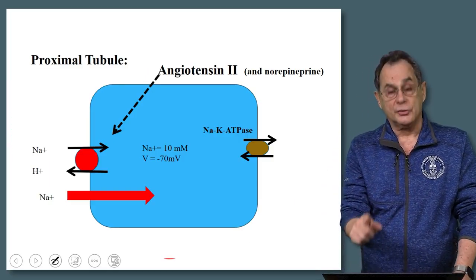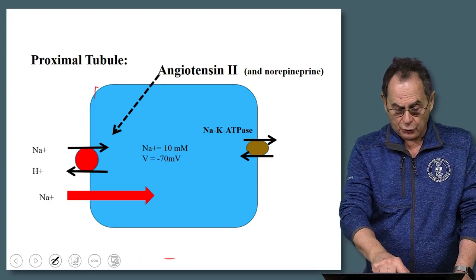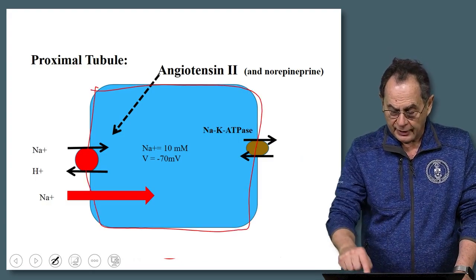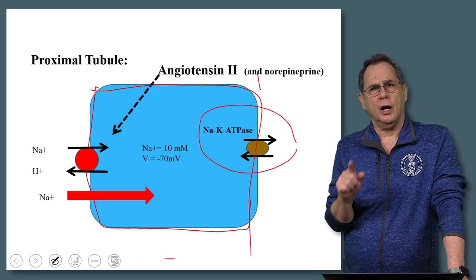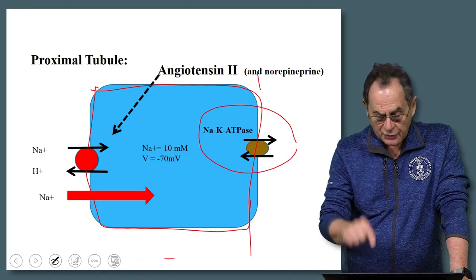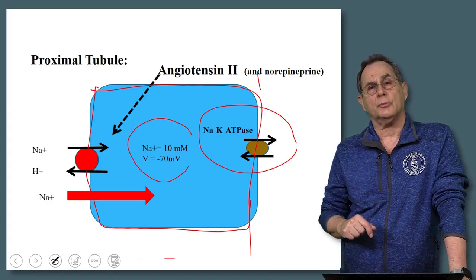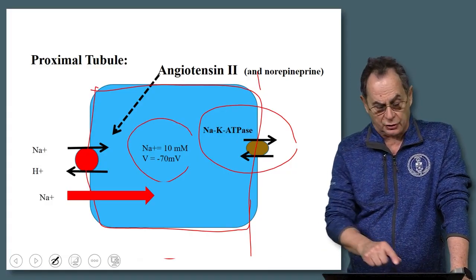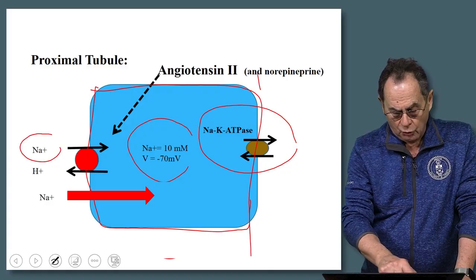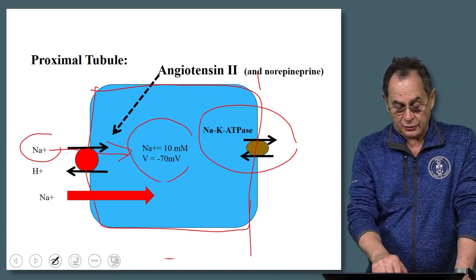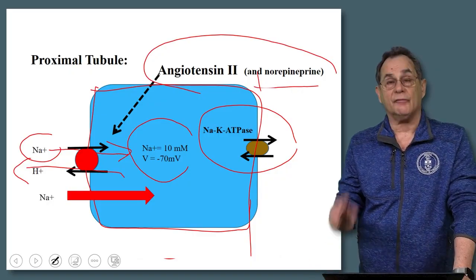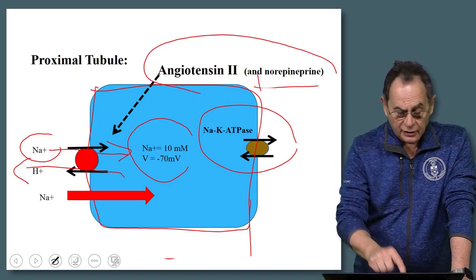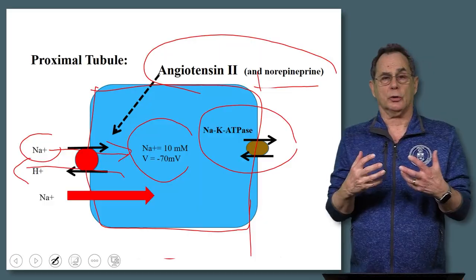So one of the consequences, and this shows a proximal tubule cell. Here's the basolateral membrane with the ubiquitous sodium, potassium ATPase, maintaining a low intracellular sodium concentration. Sodium will move down a concentration gradient, and hydrogen will be exchanged. Angiotensin II and actually norepinephrine both serve to increase the activity of that transporter.